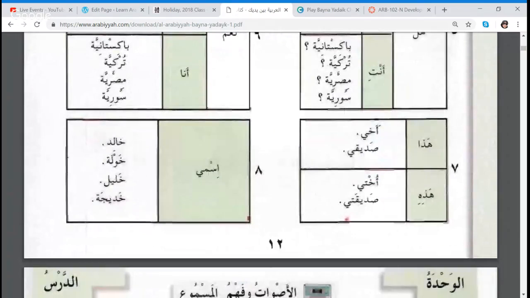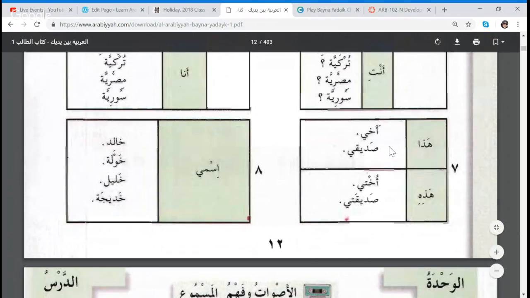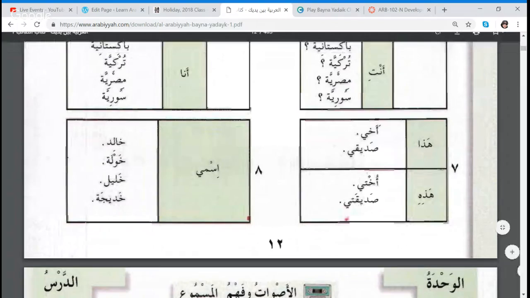Okay. Haza Akhi. What does that mean? Haza Akhi. This is my brother. Good. Not Sadiqati. Sadiqi. Hada Sadiqi. What does that mean? This is my friend. Very good. Okay. Now do the bottom.